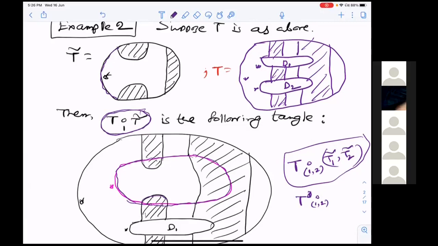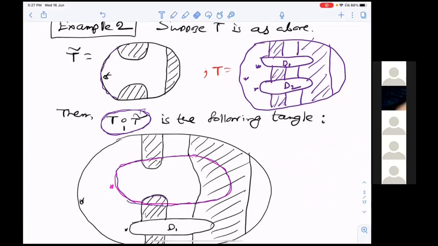So up to this, do you have any question on this substitution? Okay.